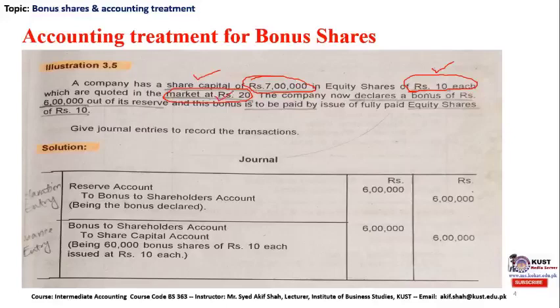The company now declares a bonus of rupees 600,000 out of its reserves. The board of directors has decided to declare a bonus share of 6 lakh rupees out of its reserve fund, and this bonus is to be paid out by issue of fully paid equity shares of rupees 10. And the instructions are asking us to write down the proper journal entries to record the above transactions.